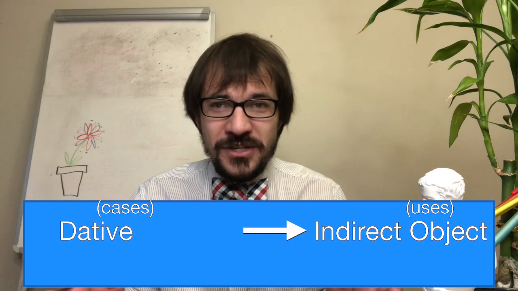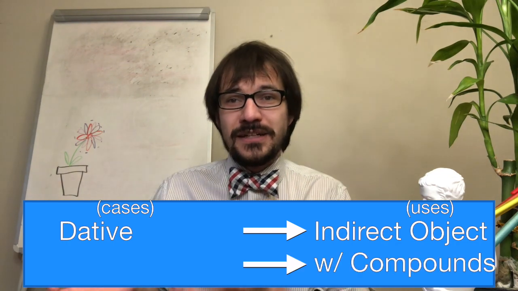Today, we are going to learn a new use for the dative. We have already said the dative can be the indirect object. Now it can also be the dative with compounds. But Mr. Burke, what is the dative with compounds? Well, thank you for asking.